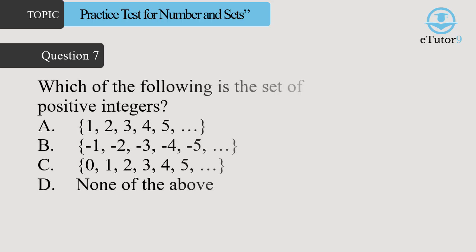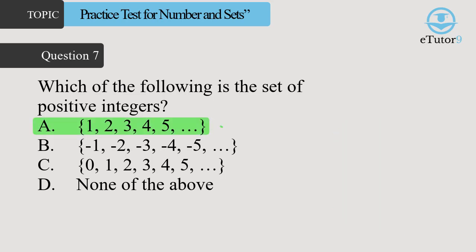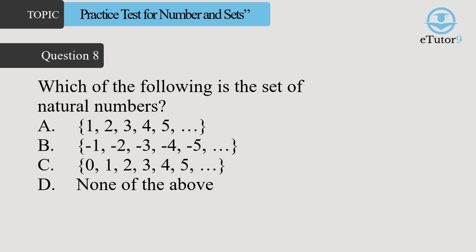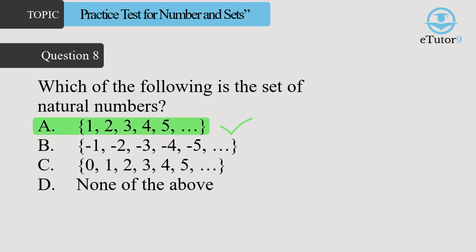Question 7. Which of the following is the set of positive integers? Answer is A. 1, 2, 3, 4, 5. Question 8. Which of the following is the set of natural numbers? Answer is A. 1, 2, 3, 4, 5.